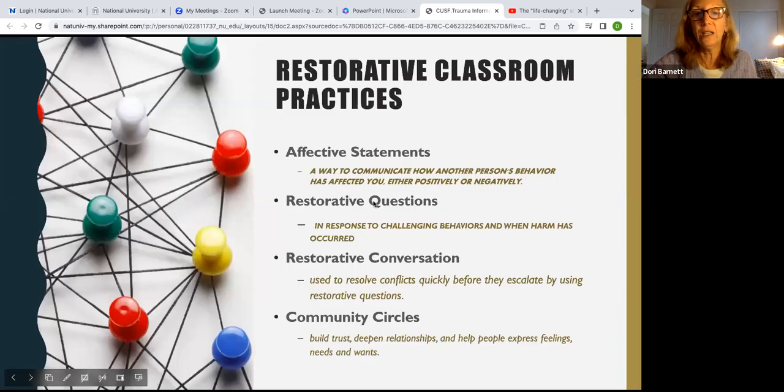So some strategies: trauma-informed classrooms might have community circles to help students collectively build trust and deepen relationships, and also a way to help students safely express their feelings. And teachers are trained in strategies such as effective statements, how to ask questions to resolve a conflict and de-escalate a situation. So restorative practices is considered one trauma-informed approach.